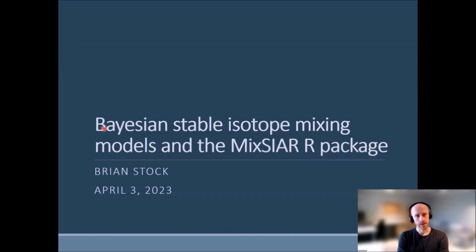Today I'll talk about Bayesian stable isotope mixing models, and specifically this MixSIAR R package that I've worked on mostly from 2013 to 2016, but then with a couple updates in 2018 and 2020. I have to admit I'm not up to date on what the developments have been in the last few years, but hopefully this will be a good place to get started because I think it is currently used by a lot of people still.